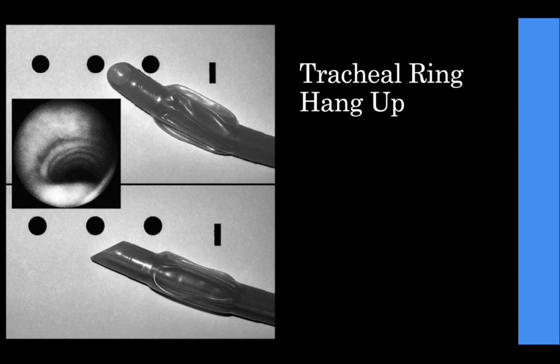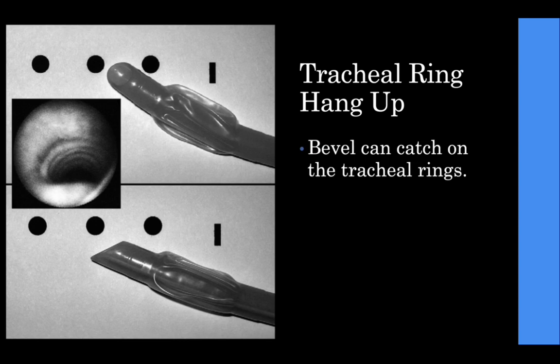And naturally, the way the bevel faces, as you get the tube through the vocal cords, it wants to get caught on the tracheal rings. So the bevel can catch on the tracheal rings, and what you'll see is just resistance when you're trying to get the tube to go all the way through the vocal cords.